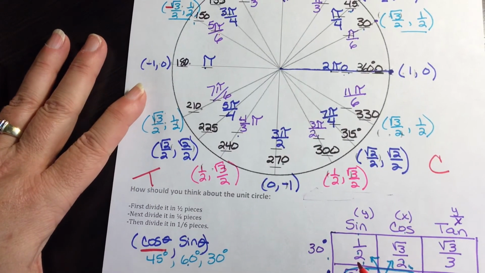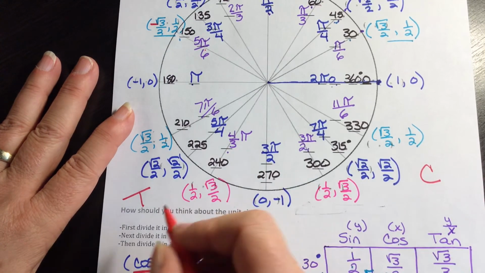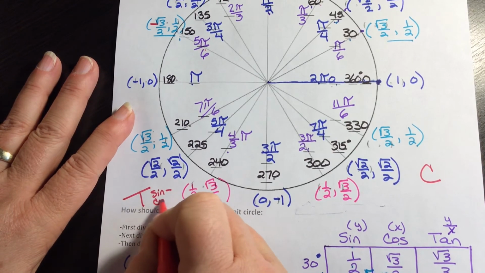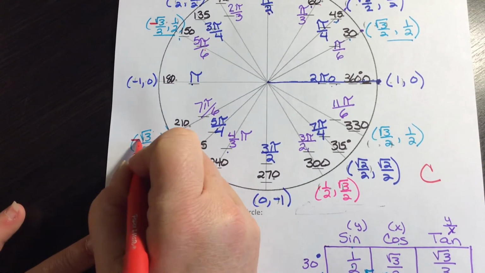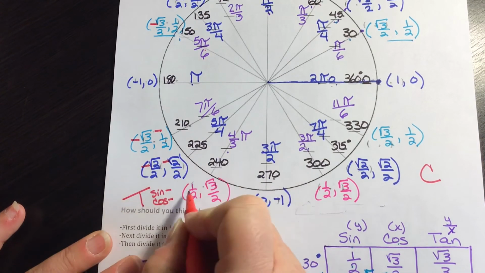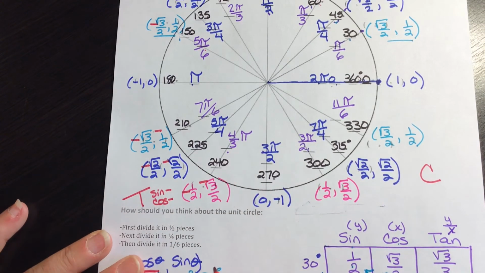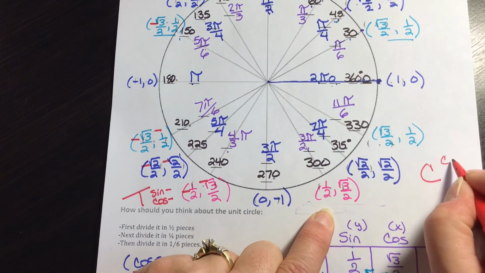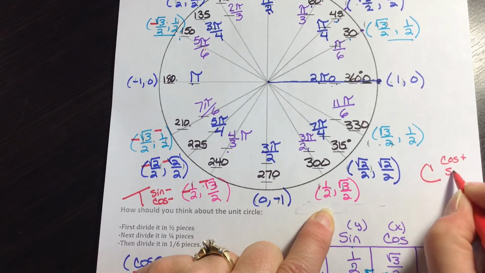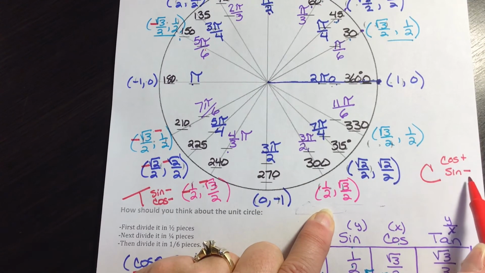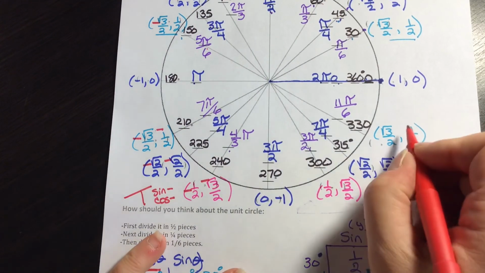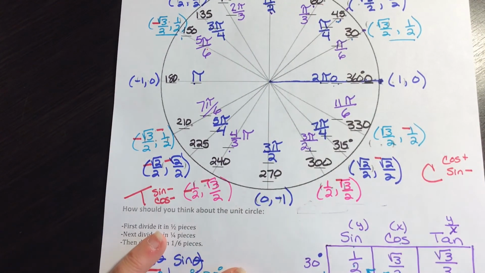In the third quadrant, only tangent is positive, so sine and cosine are negative. So here, all of these values are negative. And in the fourth quadrant, cosine is positive, which means sine is negative. What is sine? Sine is the y coordinate. So I need to make all of my y coordinates negative here.